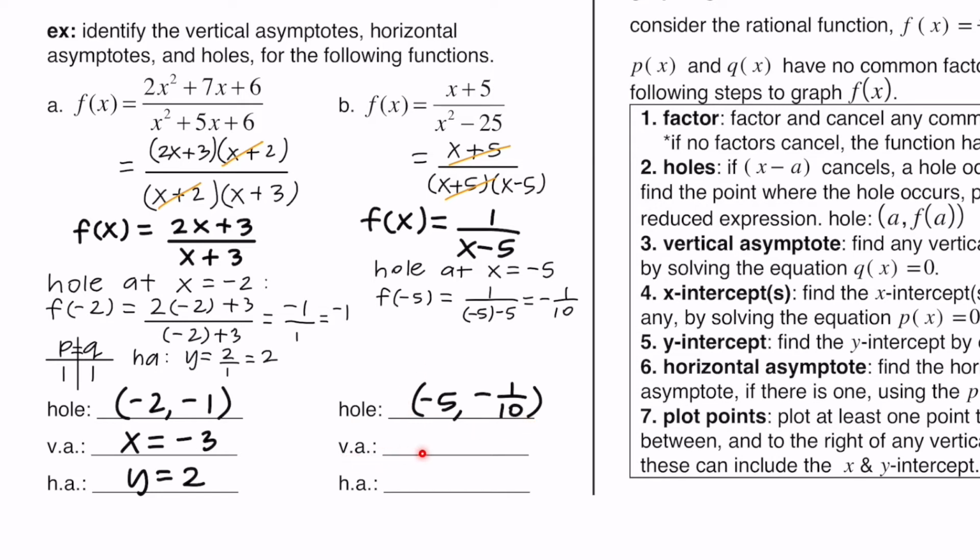To find the vertical asymptote, we're going to look at the reduced fraction right here, and you look to see what makes the denominator equal to 0, and that would be positive 5. So we get x equals 5 for the vertical asymptote.